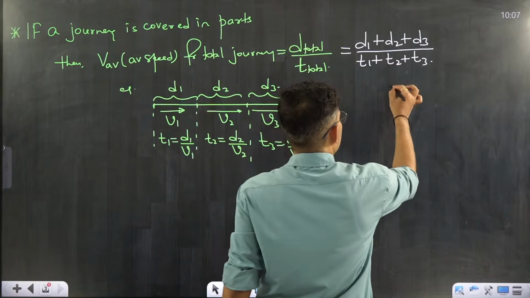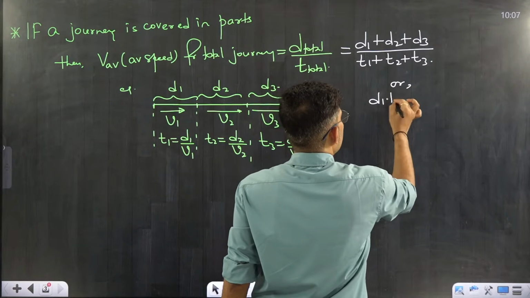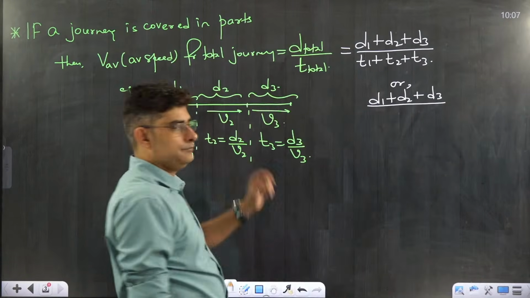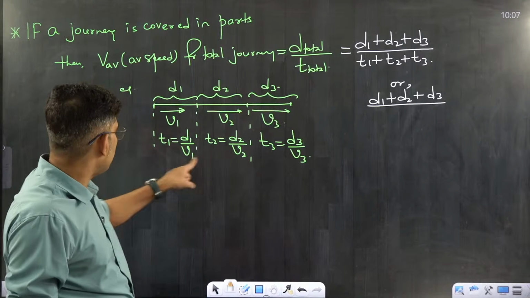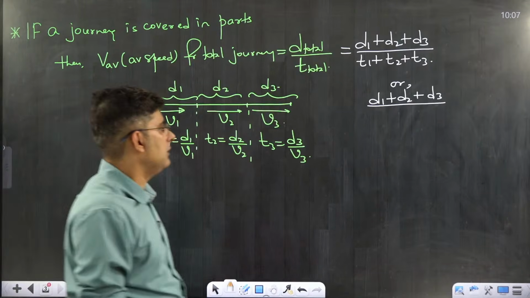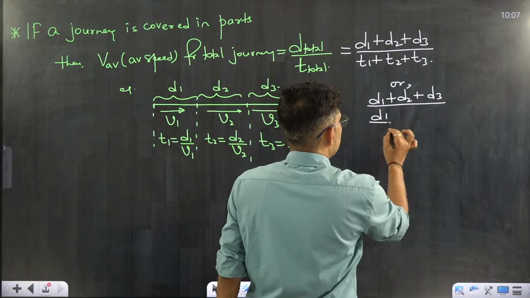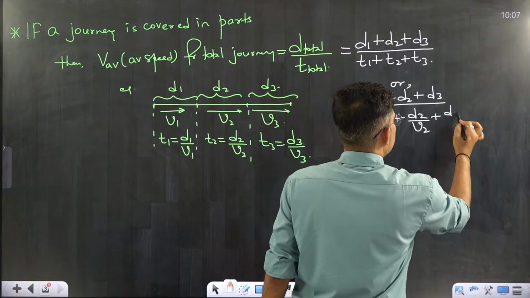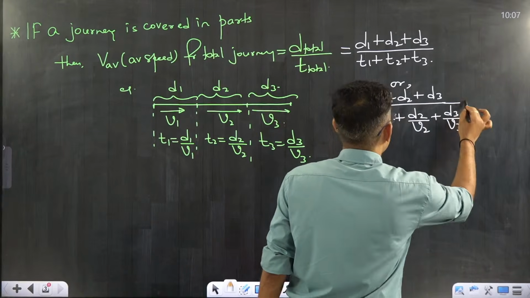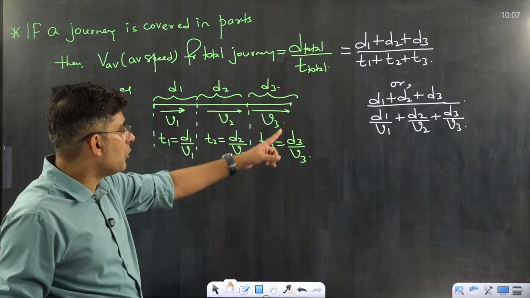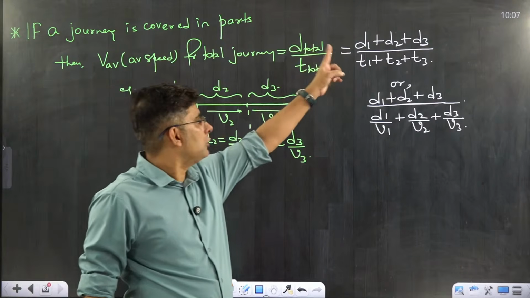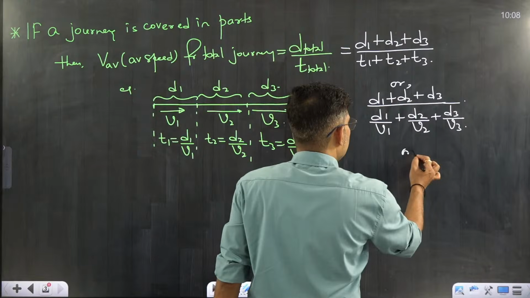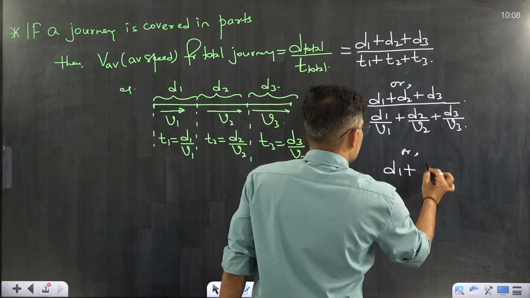Or sometimes they will give you distance, but they will not give you time, but they will give speed, like here. So t1, t2, t3 I can substitute in terms of d and v. So I can write t1 as d1 by v1, d2 by v2 and d3 by v3. So there is one more form in which I can write the average speed, total distance by total time, if they give distance and speed.